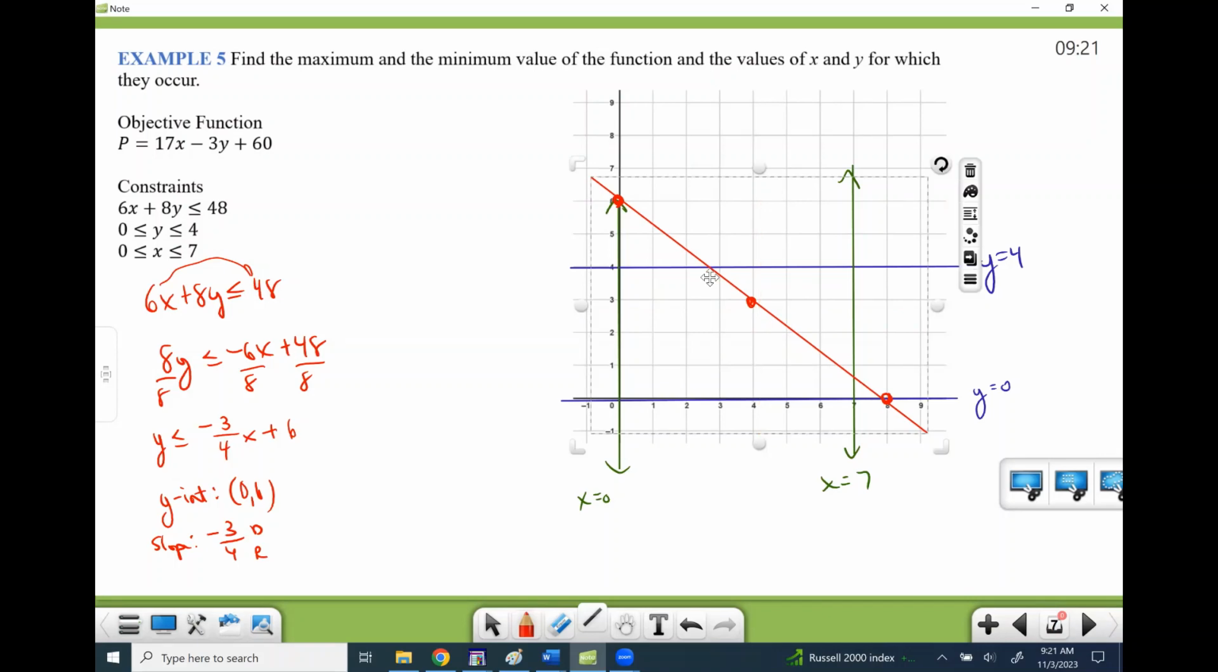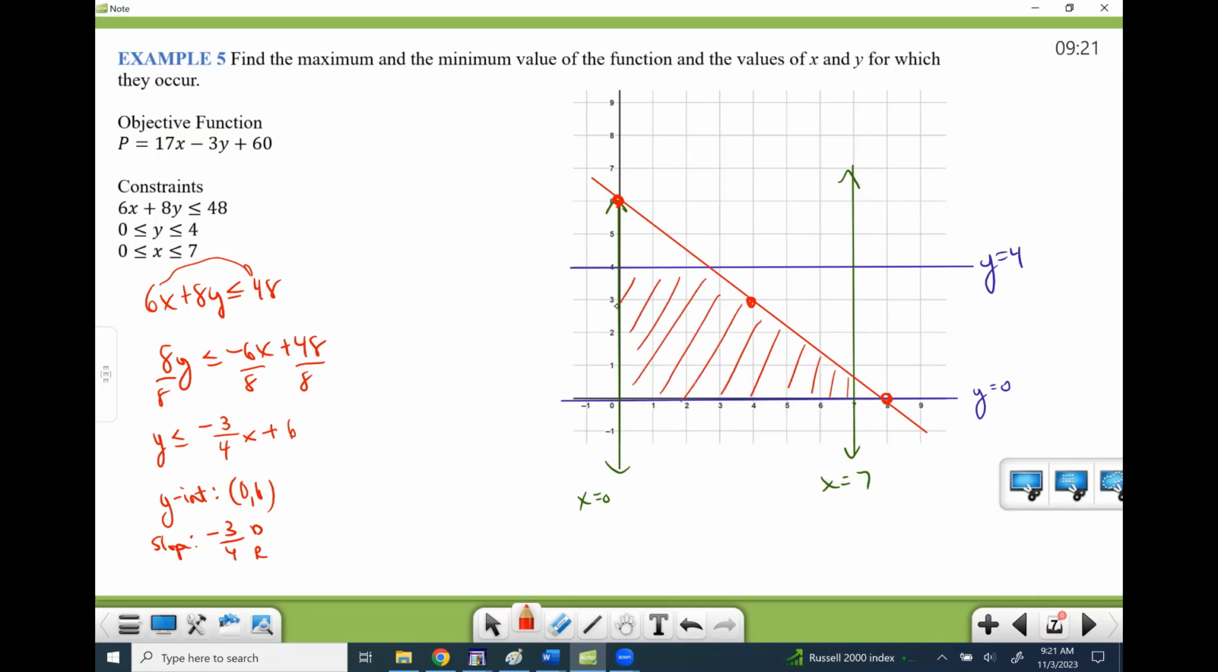So what would be considered the feasible region? Well, keep in mind that we're shading below that line, right? So that means that the feasible region would be in here. It has to be below the red, but it has to be in between the green and the blue. So the vertices of that region would be the following. It's kind of like a trapezoid. Well, it's not kind of like a trapezoid. It is a trapezoid, right?